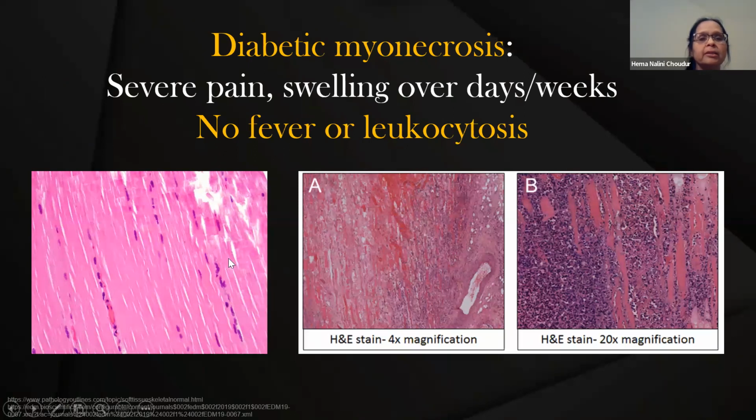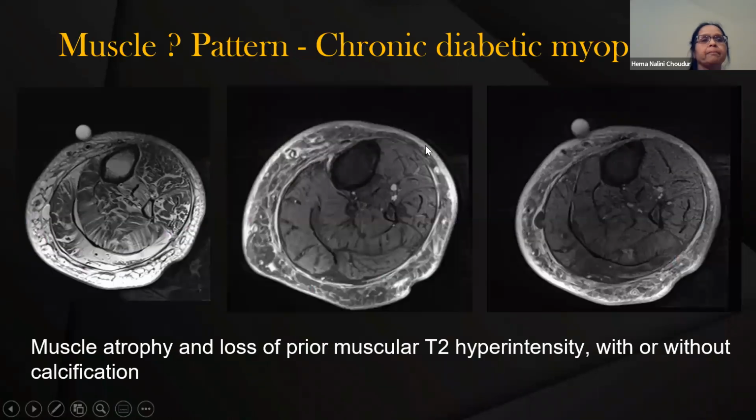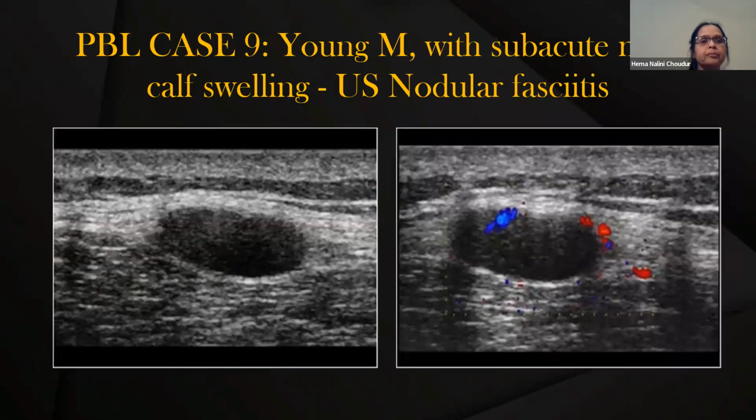You see the normal skeletal muscle. You see the devitalized muscle here in this diabetic myonecrosis, and lots of neutrophils adjacent to it. Typically, however, the patient, unlike an infectious cause of an abscess, has no fever or leukocytosis. So the chronic pattern is slightly different in a diabetic myopathy presenting with calf pain. You can see that there is atrophy of the muscles because there's muscle infarction, multiple infarcts leading to this. And on T2, you won't have bright areas as you would see in patients with the other etiologies.